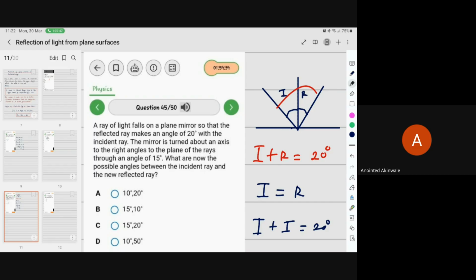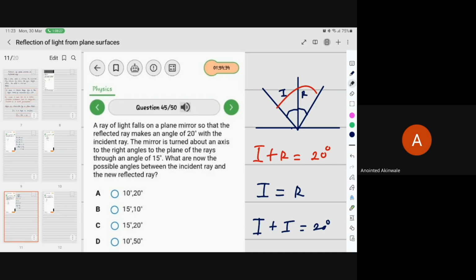We are at the stage where they said the mirror is turned about an axis at right angle to the plane of rays through an angle of 15 degrees, that the mirror was rotated 15 degrees. So now we're looking for the new value of the reflected ray and the new value of the incident ray. Justice has actually mentioned that the new value of the reflected ray is going to be 30, because 2 times theta is equal to the reflected ray. That will be 30. So we're now looking for the new angle of incidence. Do you have any idea on that? No idea. Okay, that's fine, Anointed.